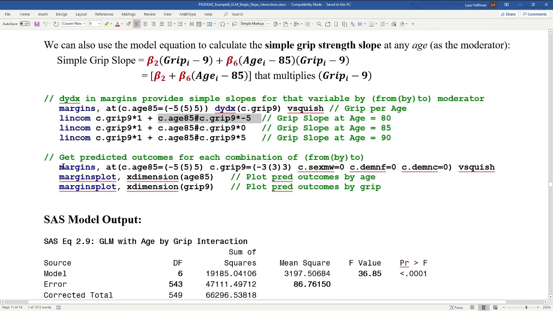And then margins to create predicted outcomes. So for a range of age, for a range of grip strength, and then holding my other 3 predictors constant. And make some pictures too.